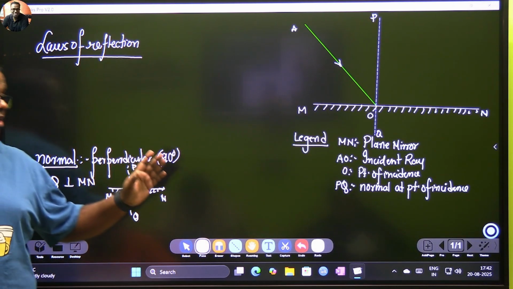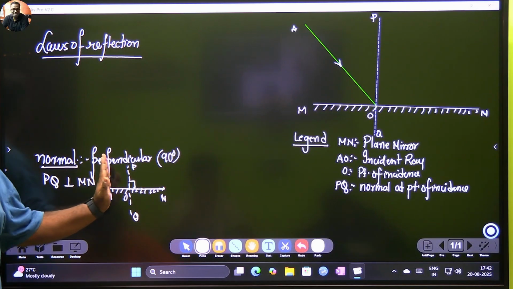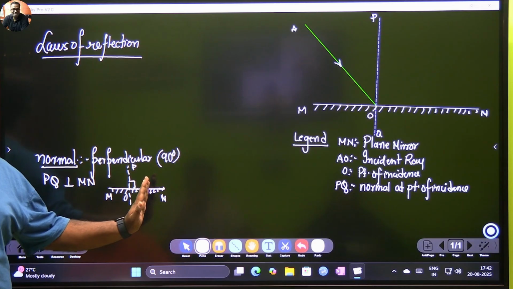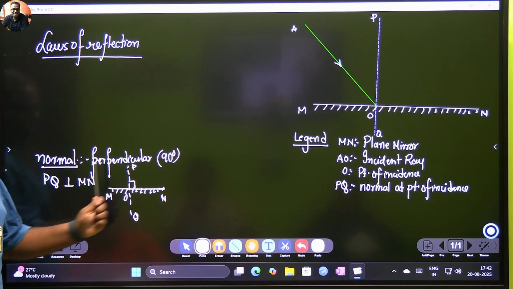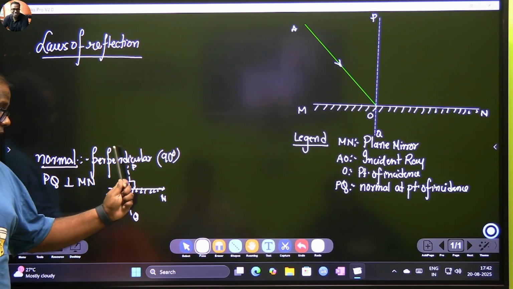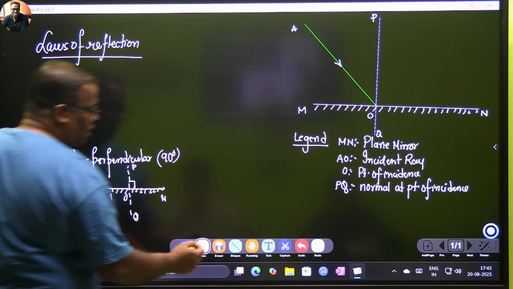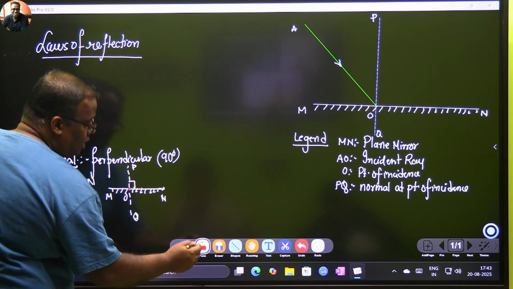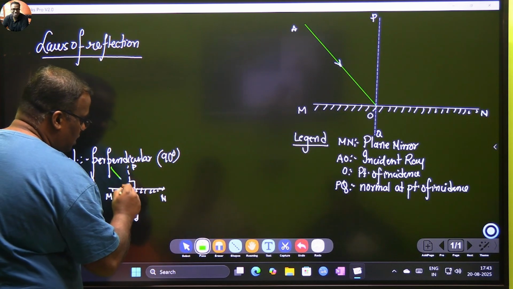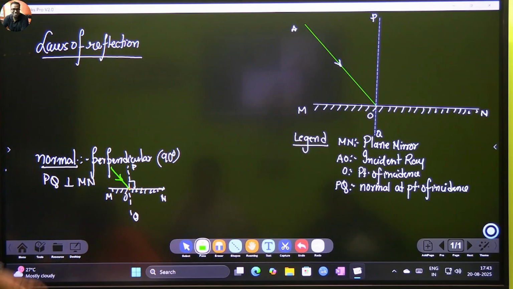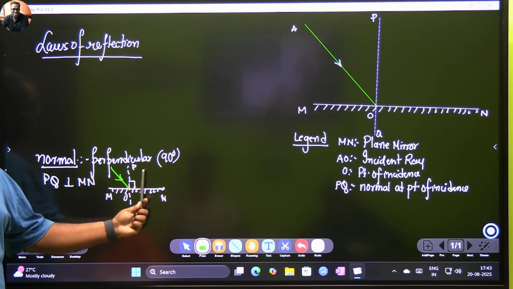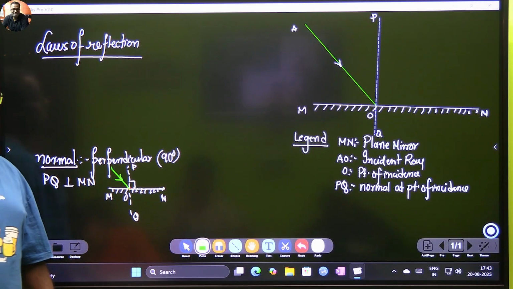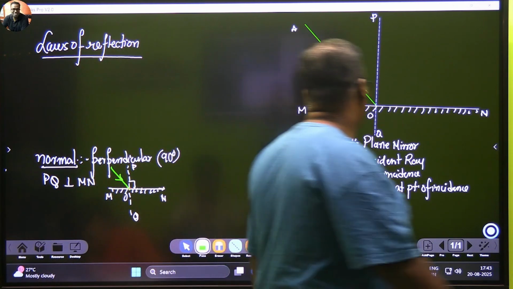Now, why did I write the word normal at point of incidence? The normal could have been here, here, or here, but no, the normal is specific. It is perpendicular here also, but it should be perpendicular at the point of incidence. What I'm trying to say is that it should be perpendicular at this particular point, the point where the incident ray is coming and striking. It can be perpendicular here also, but it has to be perpendicular at the point of incidence. Understood? So that's known as my normal at the point of incidence.